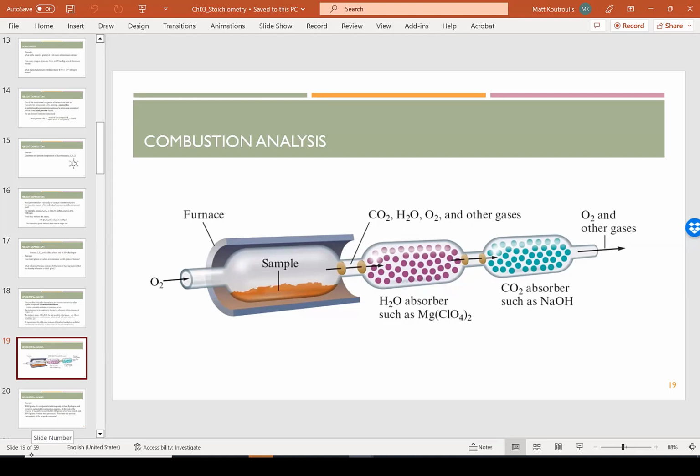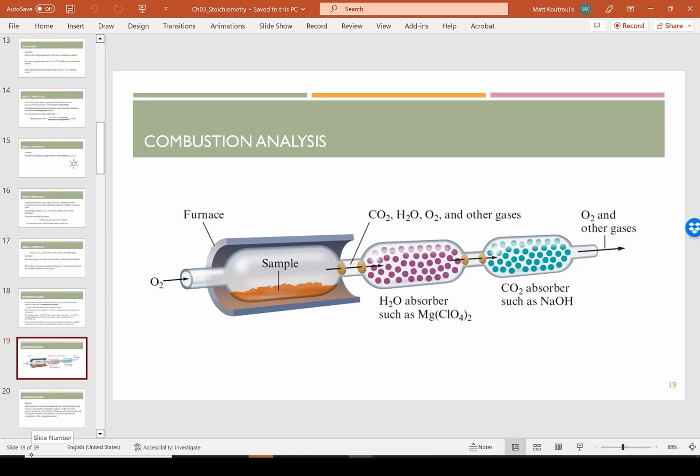We are always using excess oxygen gas. So we pump oxygen into the first chamber, which has the sample and is being heated so much that the sample burns. The oxygen will then force the gases that are produced, these are probably filters, by the way, into a chamber that contains an absorber.